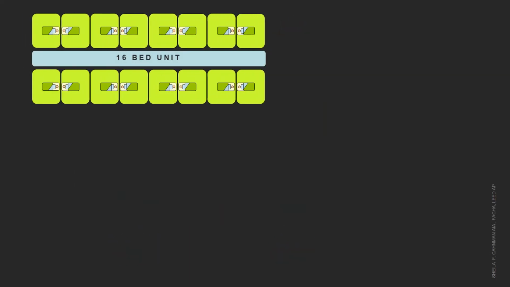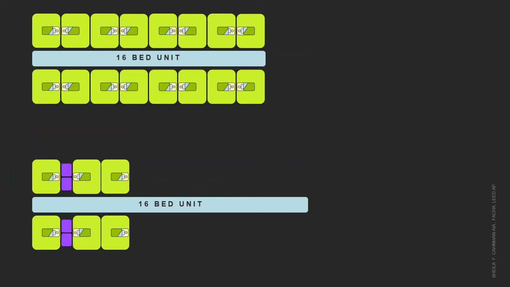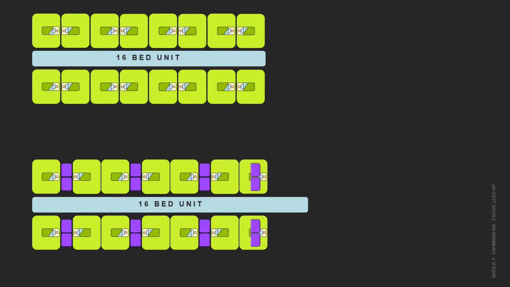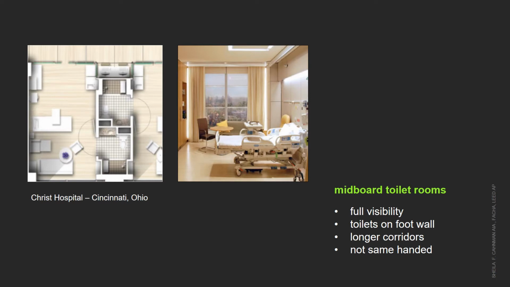However, if you had a unit that's 16 beds and you start designing the unit so these rooms are between each room, every 2 rooms, you can see that it adds about 20 to 24 additional feet of length to the building, which can not only add to travel distance for nurses and other ancillary support people, but also is more costly because of the amount of perimeter you're generating. Still, there's many hospitals that choose to do this, sometimes on smaller units.